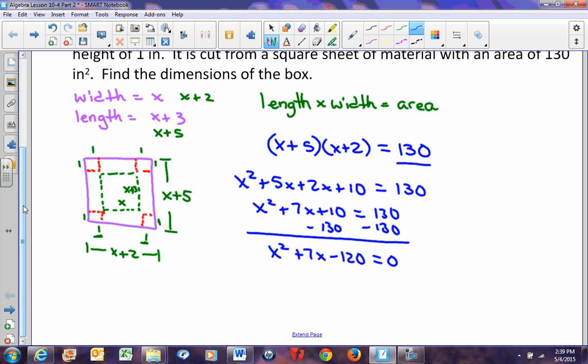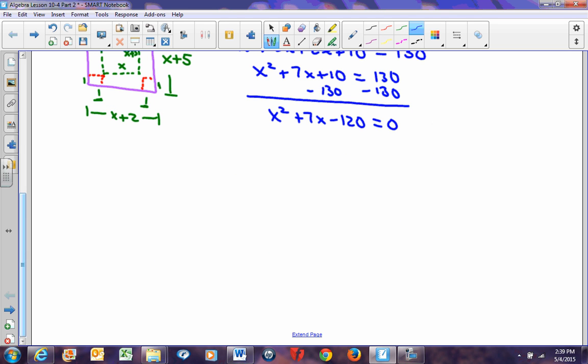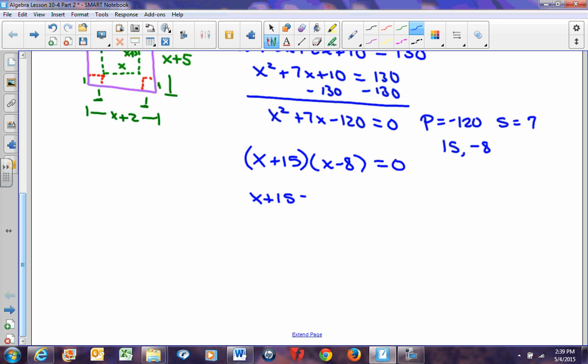So now we need a product of negative 120 with a sum of 7. If we sit here and work on that a little bit, you should find that it would be positive 15 and negative 8. Yep, positive 15 and negative 8. So that will give me x plus 15 times x minus 8 equals 0. So x plus 15 equals 0, x minus 8 equals 0. So x can equal negative 15 or positive 8.